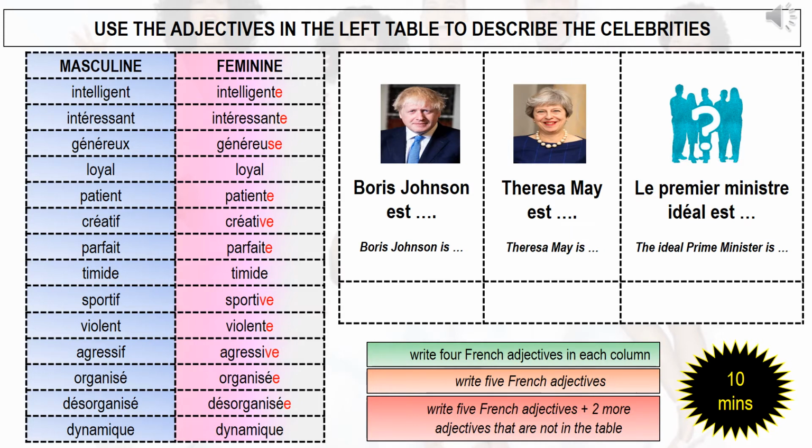Green, you need to write 4 adjectives in each column. Orange, you need to write 5 adjectives in each column. And red, you need to write 5 adjectives in each column and 2 more adjectives in each column that are not in the table on the left. You have 10 minutes to do that. Off you go.